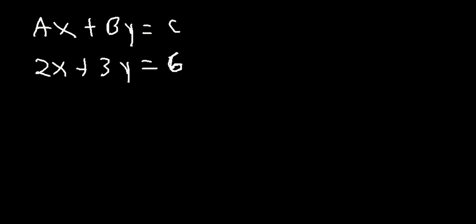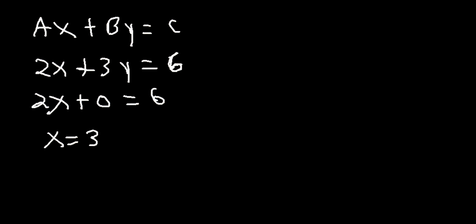Now what you want to do is find the x and y intercepts. To find the x-intercept, plug in 0 for y. So this becomes 0, so 2x equals 6. If you divide both sides by 2, you get x equals 3. So you get the point (3, 0).